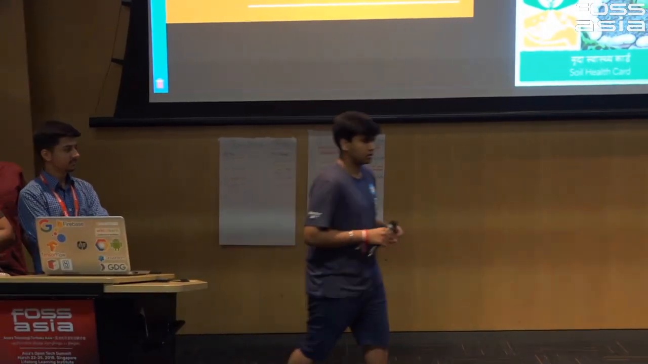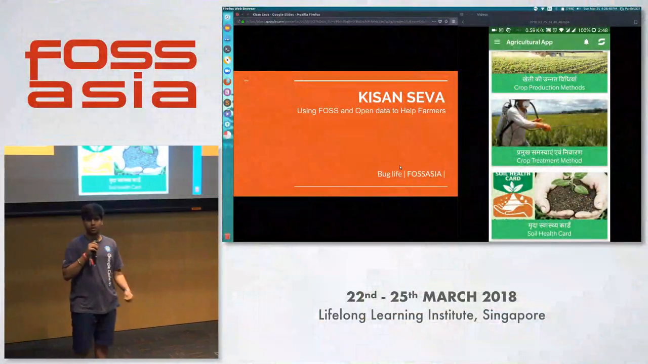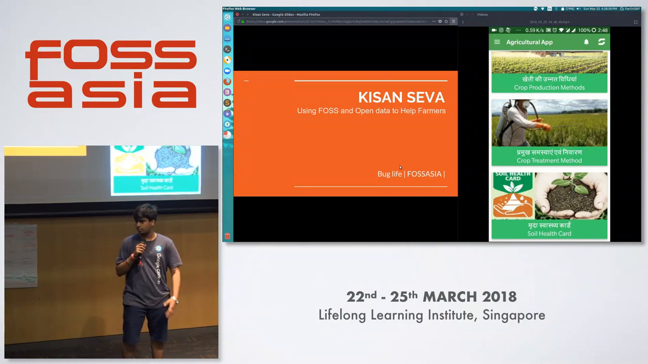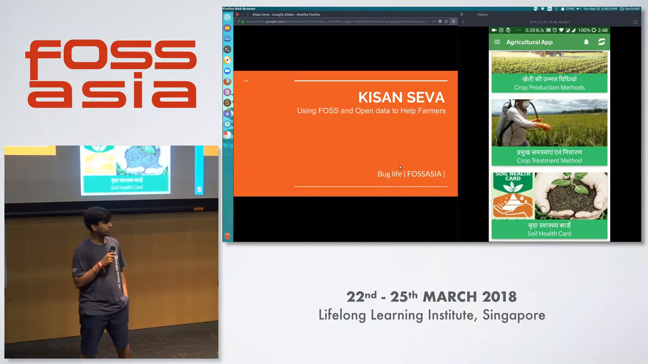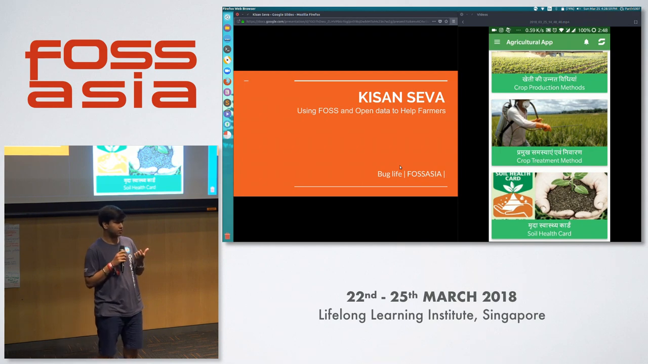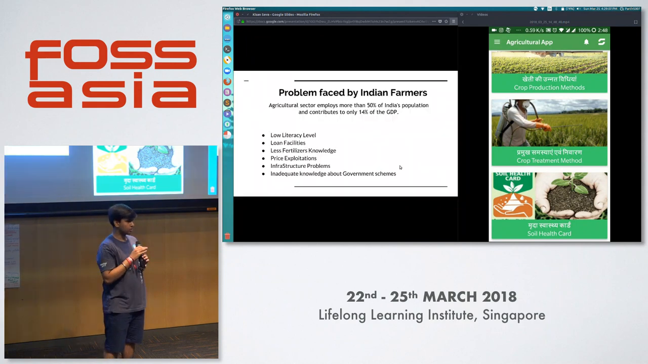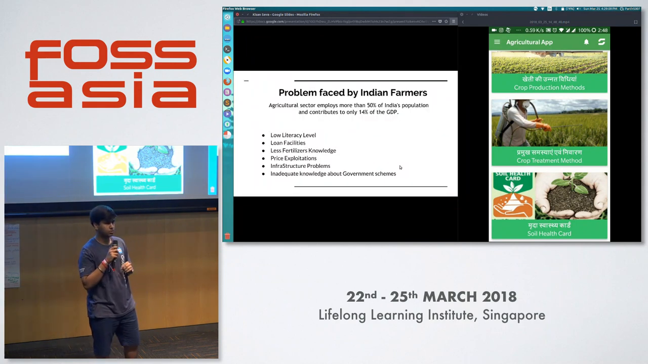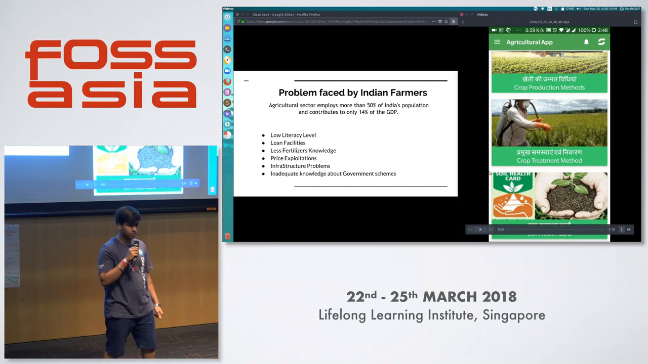We're starting now. Hello, everyone. This is Manish and this is my team, Bug Life. We are here in front of you presenting our solution for the farmer. The title of our solution is Kisan Seva, where Kisan stands for farmer and Seva is help. Basically, we have built a solution which is completely open source, built with open source technologies, and using open available data through different government portals to help solve the problems faced by Indian farmers.